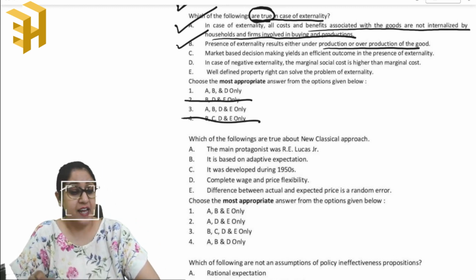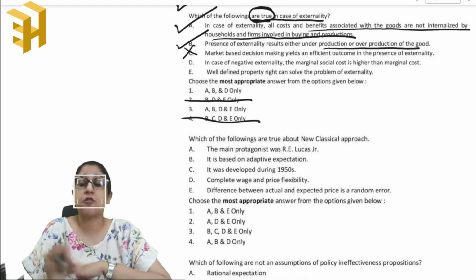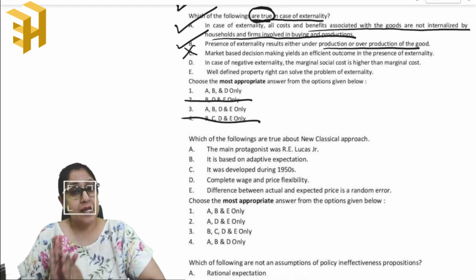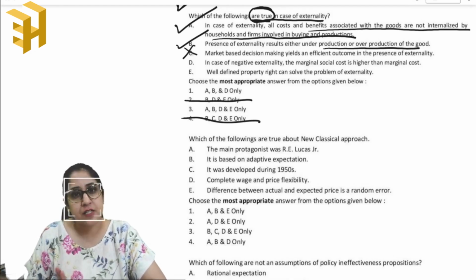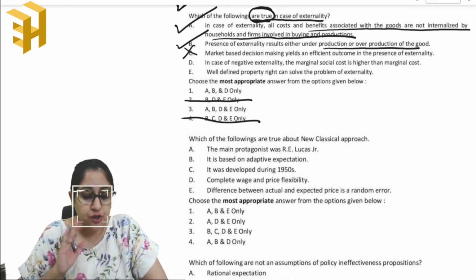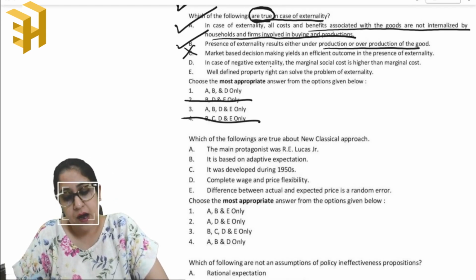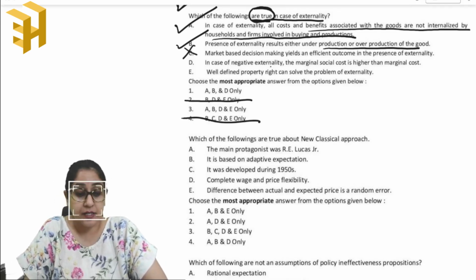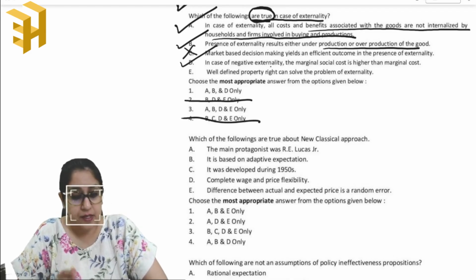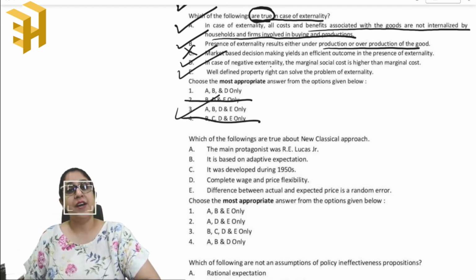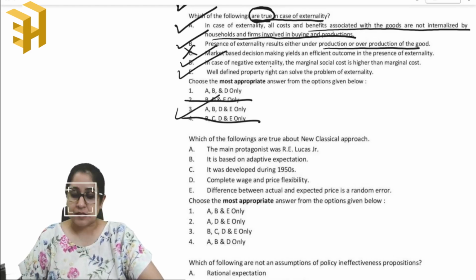Next. Market-based decision making yields an efficient outcome in the presence of externality? No. There are chances of market failures in the presence of externalities. Externalities do not lead to efficiency. So C is wrong. Then, in case of negative externality, marginal social cost is higher than the marginal cost? Yes, that is there. Okay, so A, B, D is there. Well-defined property rights can solve the problem of externalities. Very, very true. Coase theorem. That's what it talks about, right? So the answer is 3 in this case.